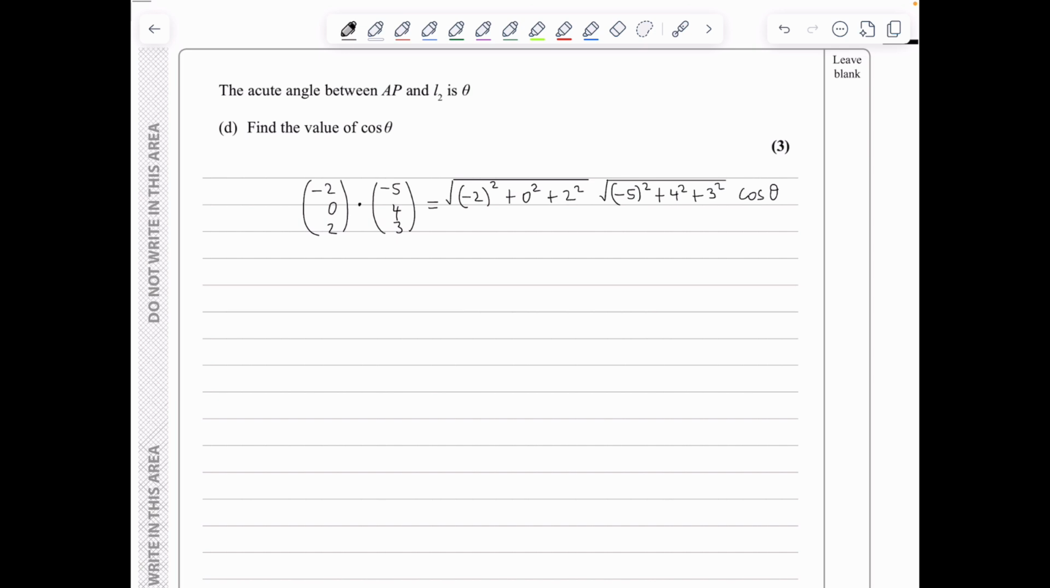This leads to 10 plus 0 plus 6 being equal to 2 root 2 times 5 root 2 times the cosine of theta. So we've got 16 being equal to 20 cos theta. Remember, we're not trying to find theta, we're trying to find cos theta. So if I divide both sides by 20 here, we arrive at cos theta being equal to 4 over 5.